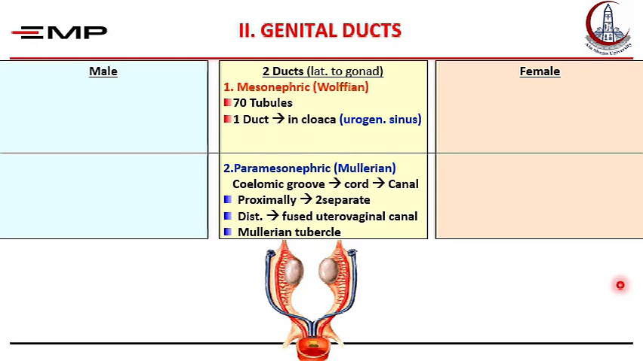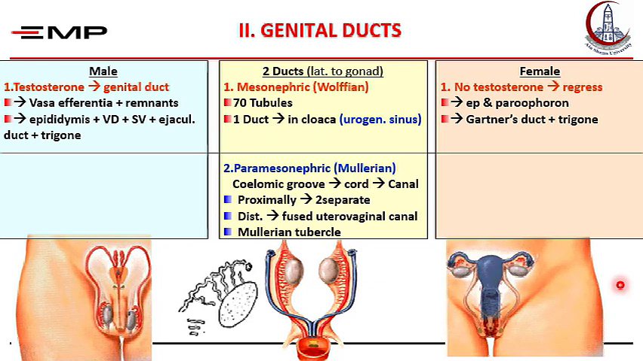How do these 2 duct systems develop in the male and in the female? As a matter of fact, in each sex, one duct system develops and the other regresses, and the opposite occurs in the other sex. Let's see in the male, what is the condition here? Well, in the male, we have 2 things. We have testosterone and we have the Mullerian inhibiting factor. Testosterone makes the mesonephros grow, making the male genital duct system. The Mullerian inhibiting hormone causes the paramesonephric duct to regress.